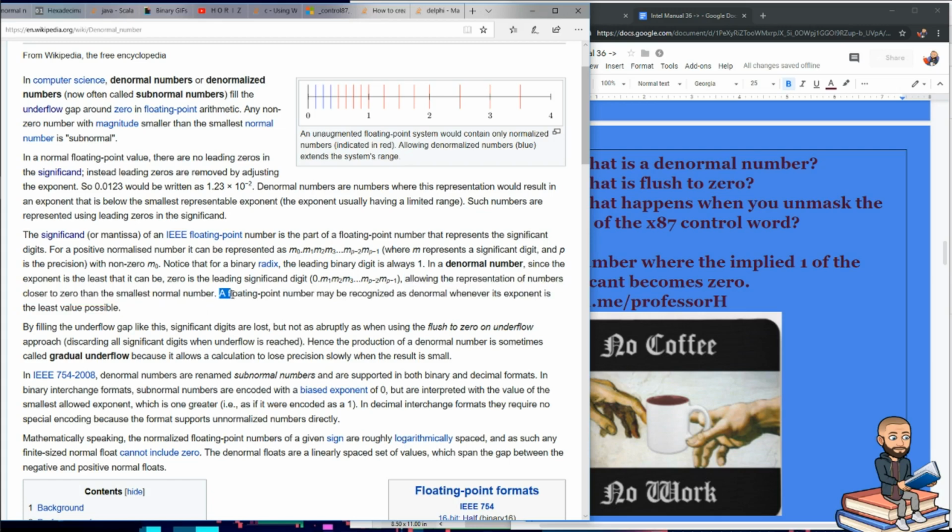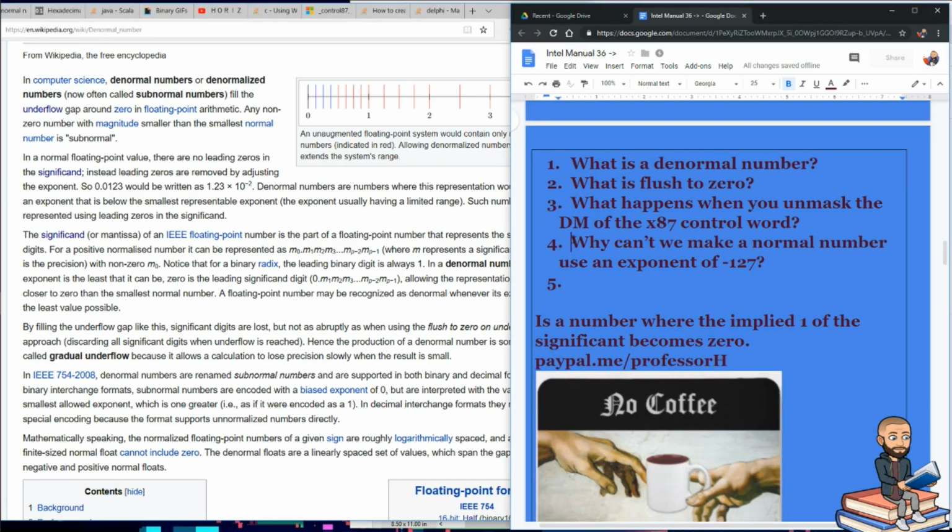They go on to say a floating point number may be recognized as denormal whenever its exponent is the least value possible. So what's the smallest number you can have in an 8-bit number? The answer is 0. So that exponent would be all zeros. So a good check for understanding is why can't we make a normal number? See, the keyword is normal right there. A normal floating point number. Why can't we make one with an exponent of negative 127?